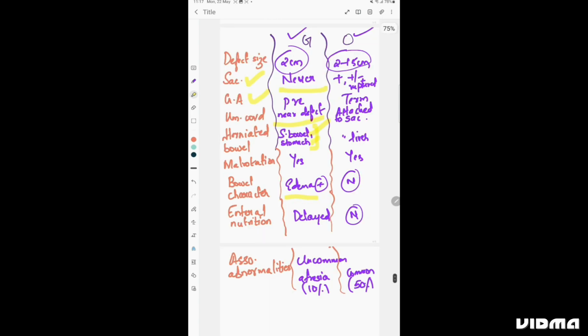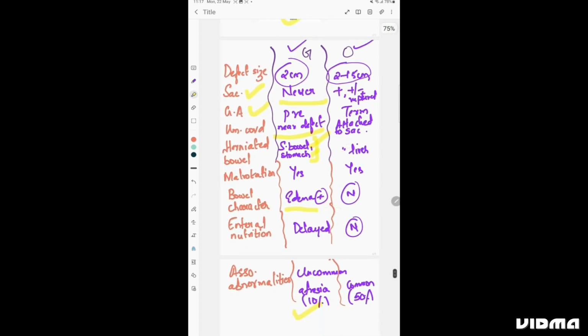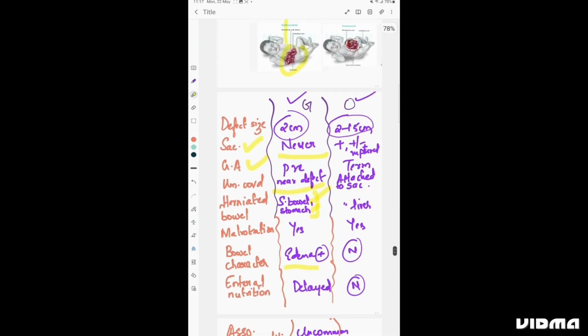What about associated abnormalities? In gastroschisis, it is very uncommon. I told you the defect size is very small, so the associated abnormality is also less. But in 10% of cases, atresia can occur. Whereas in Omphalocele, since it is a big defect, 50% of the cases may have some abnormalities. Okay, thank you.